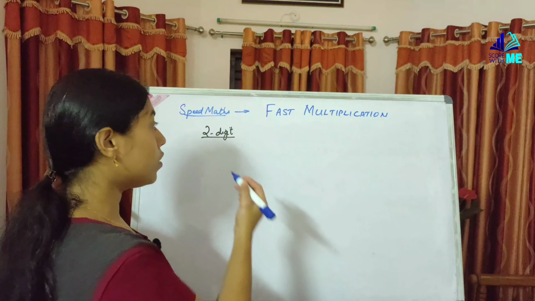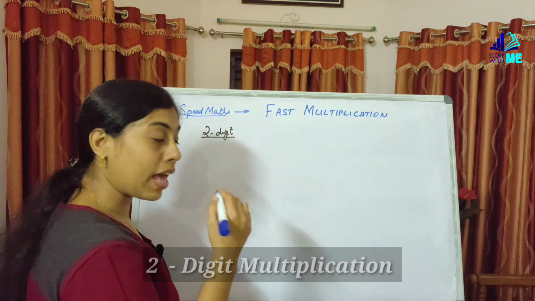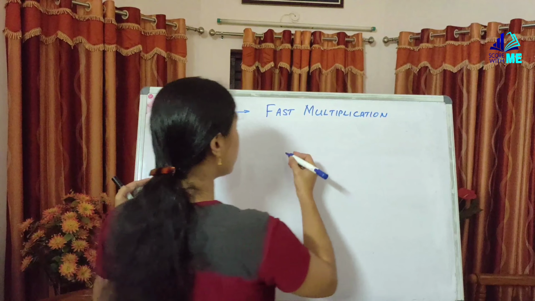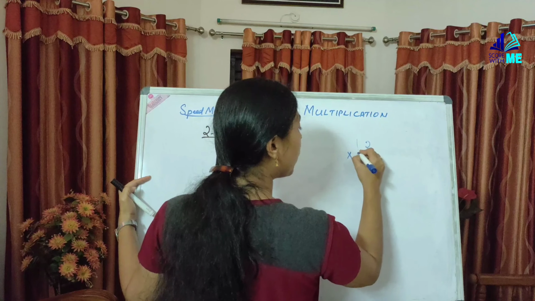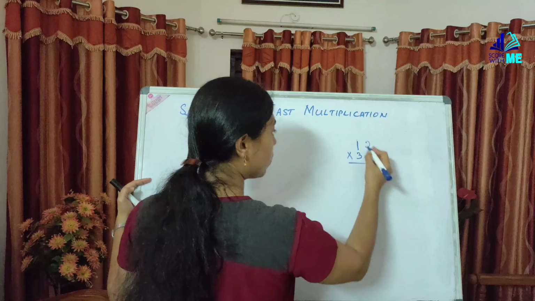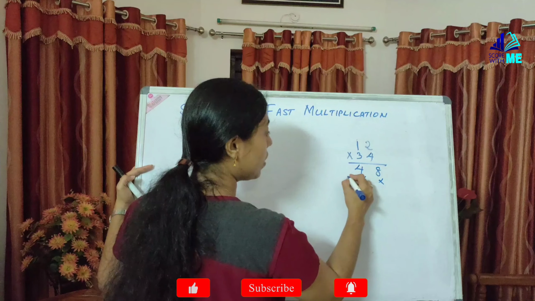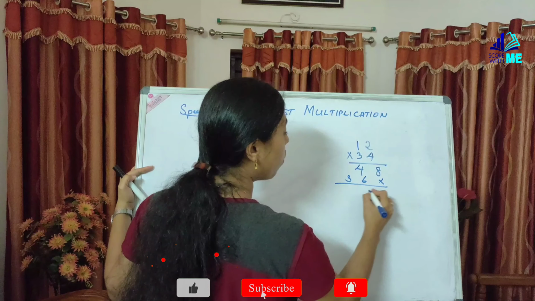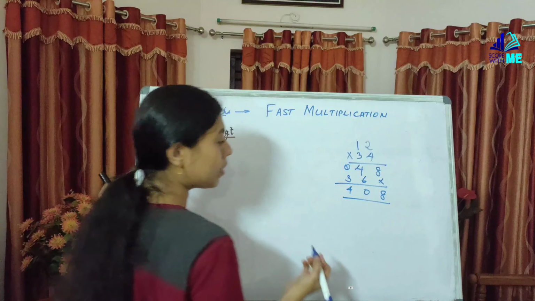So we'll begin with two-digit multiplication here. I'll show you both the traditional and our shortcut method. So traditional method, let us see how do we get the answer for 12 into 34. Let us take a very small example. If we do 4 2s are 8, 4 1s are 4, 3 2s are 6 and a 3 over here. So on adding we have 408.